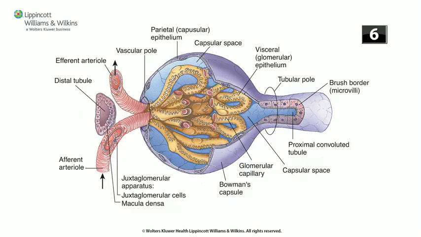Next, what fundamental problem creates Potter sequence? It's oligohydramnios, classically from bilateral renal agenesis. And what causes that? Failure of the ureteric buds to form. But the fundamental problem causing all the features of Potter sequence is oligohydramnios. Next, what cell type releases renin? It's the juxtaglomerular cells, the JG cells.